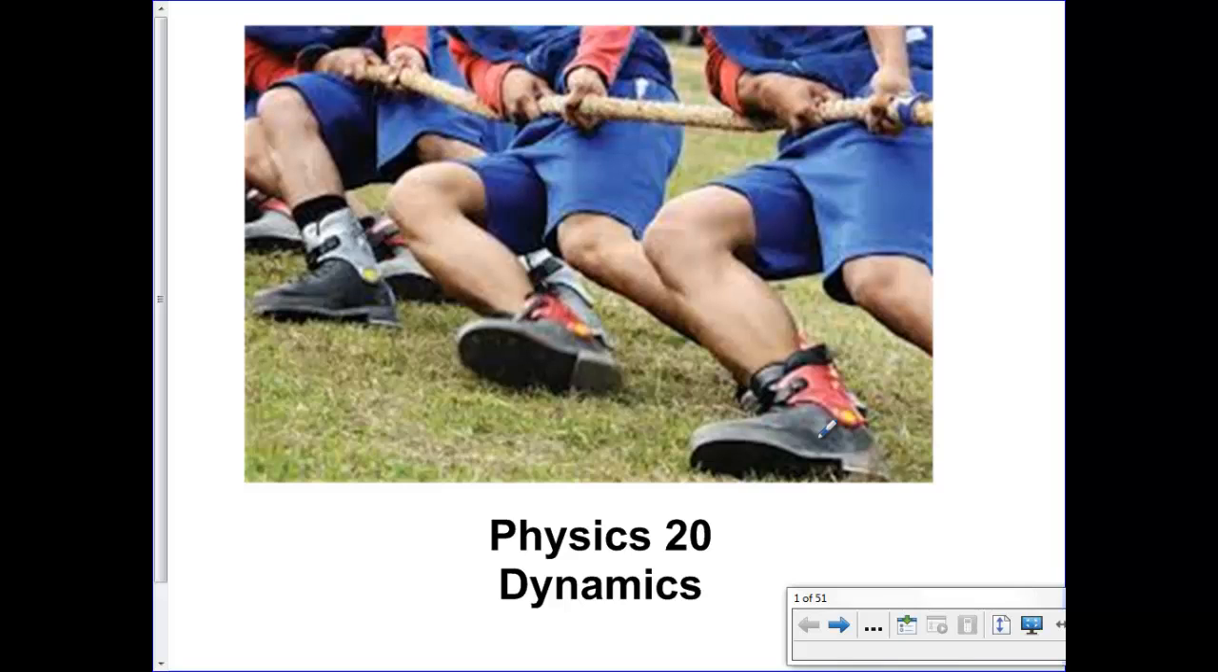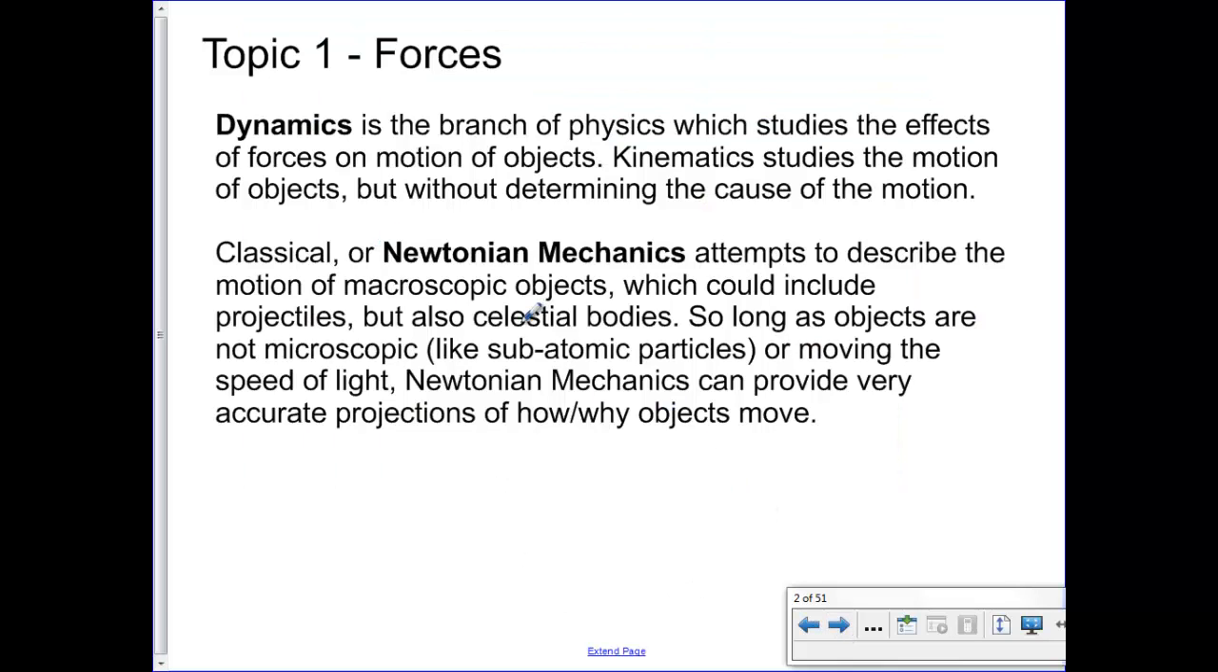Okay. I threw one diagram up here that I hope relates to the beginning. It's a tug-of-war match. Often we're going to talk in dynamics about forces in play that are pushing and pulling. Let me get to some of my notes here. You guys can read this. Dynamics basically studies the effects of forces. Kinematics studies the actual motion itself.